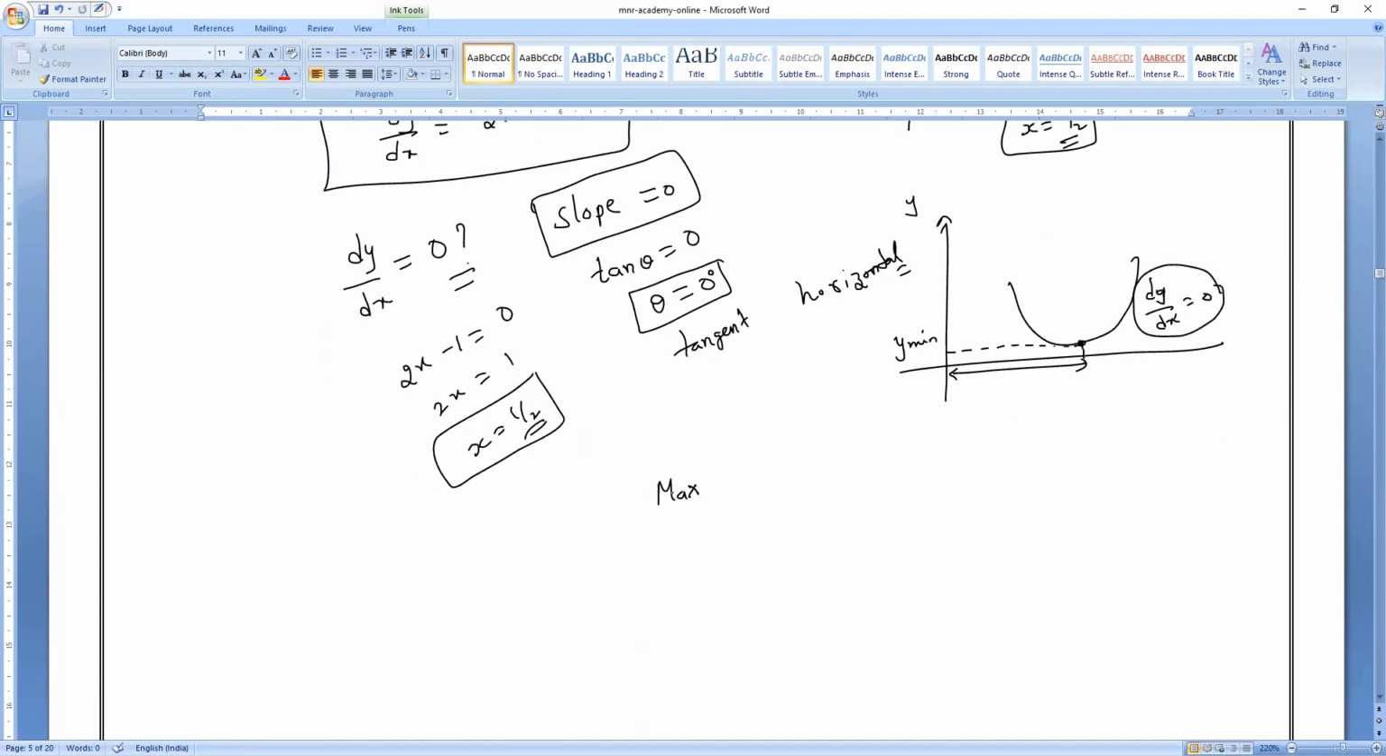So let us find how to find it. Very, very important. Maximum as well as minimum. In both the cases, dy by dx is equal to zero, and x is equal to 1/2. Understood, brothers? So to find the maxima and minima, we can use derivatives.